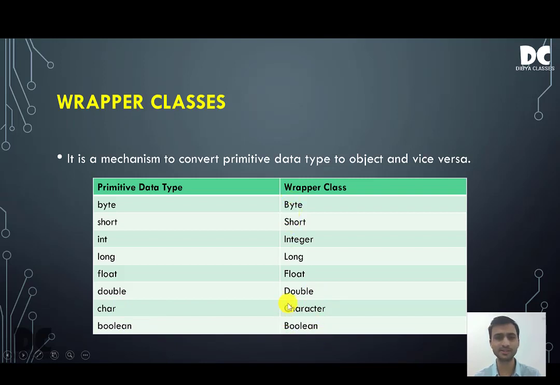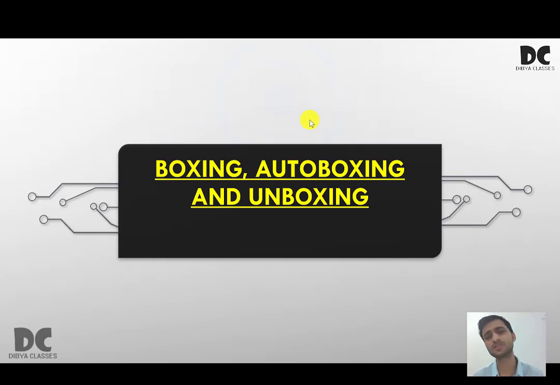So here the only difference is, here everything is small letter, here the first letter is capital. Why is it capital? Because these are not keywords, these are classes, but these are keywords. Now these are classes, like String, S capital, it is also a class type data type, right? Now we'll study how to convert this primitive data type to object with the help of a syntax, or how to convert from an object to primitive data type. So let us move forward. Now this is part of wrapper class. We'll study about boxing, auto boxing and unboxing.